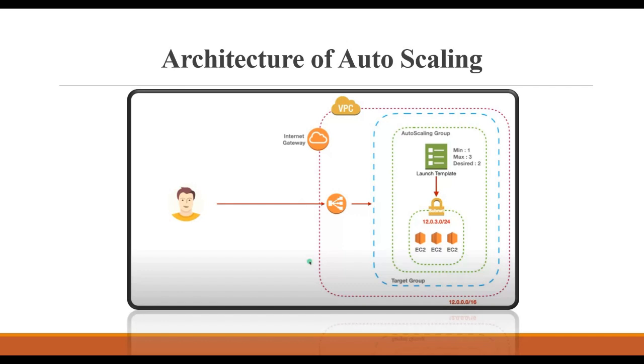And the auto scaling group contains minimum, maximum, and desired capacities. The minimum is the minimum number of instances that must be running at all times. The maximum is the upper limit of the number of instances the group can scale, and the desired capacity is the ideal number of instances the group should have. So these are contained in the auto scaling group.